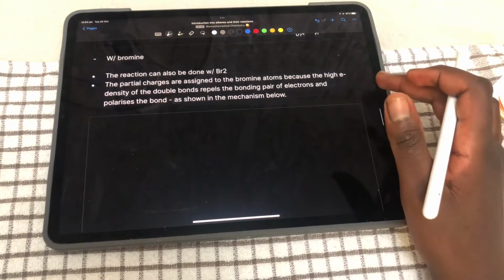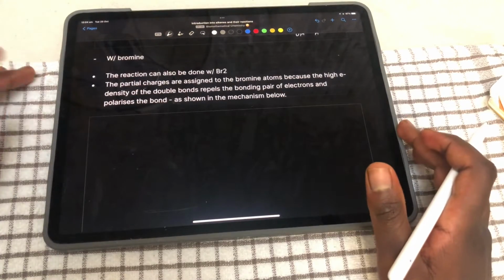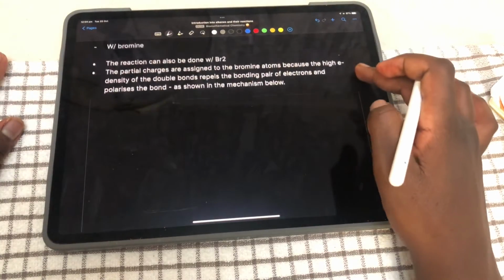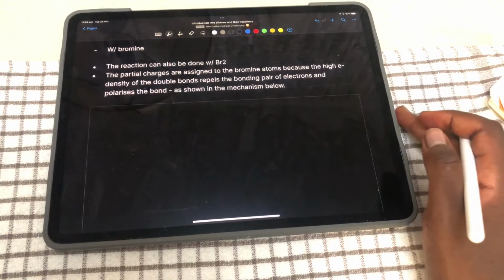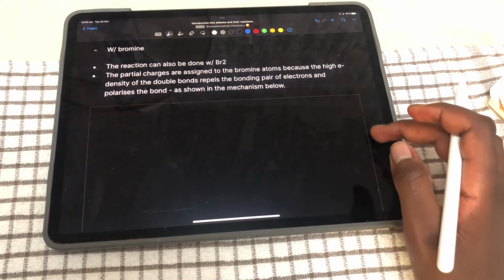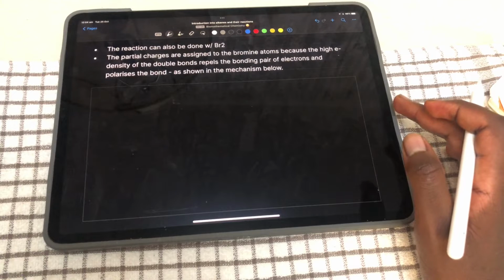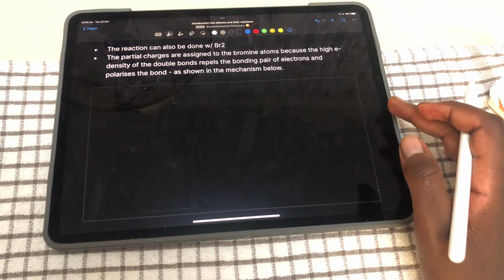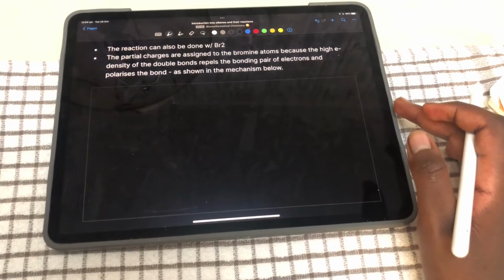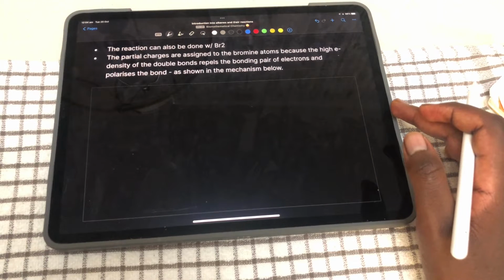So you can have the same reaction with bromine. I'm just going to keep giving these examples because these are the main three that come up in the exam. The reaction can also be done with bromine, or Br2. The partial charges are assigned to the bromine atom because of the high electron density of the double bond. The double bond repels the bonding pair of electrons and polarizes the bond, as shown in the mechanism below.